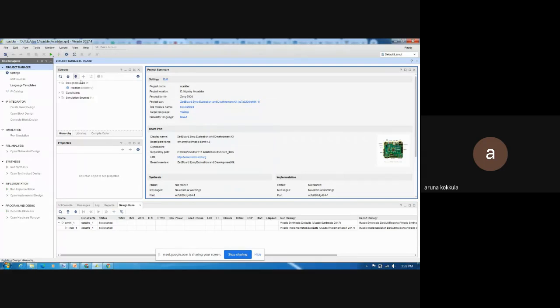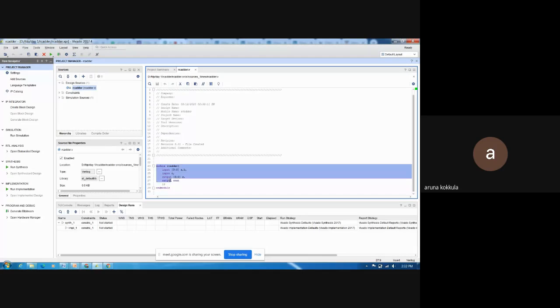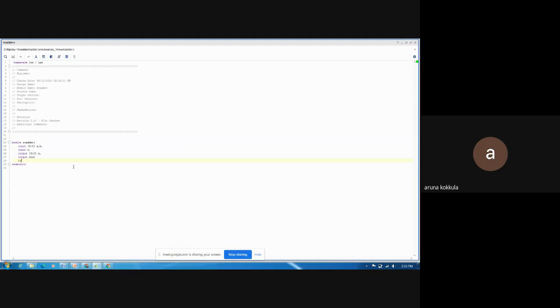So it is updating, and in the design sources, we already created a source file with the name RC adder, ripple carry adder. .v is the extension for saving the file in Verilog. So, ma'am, it is only the program.